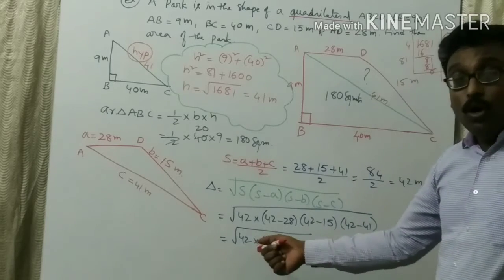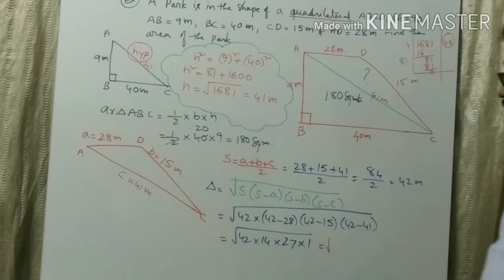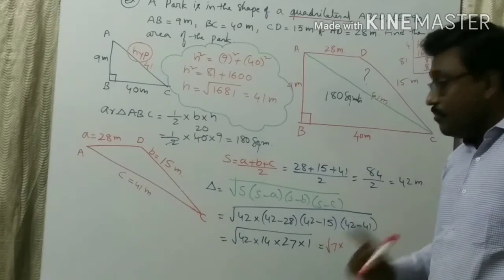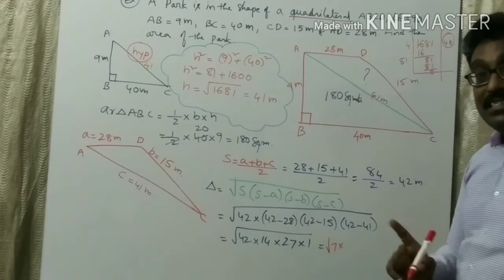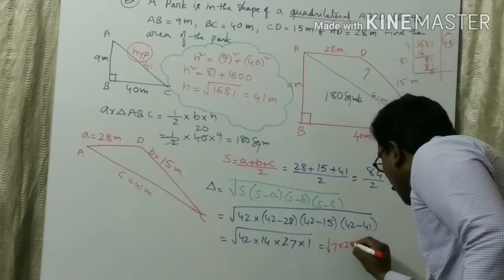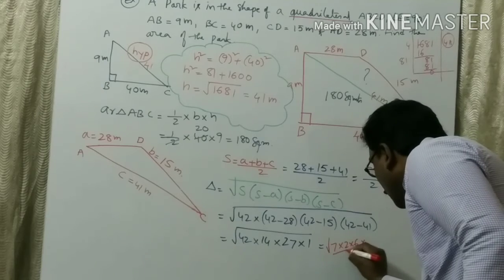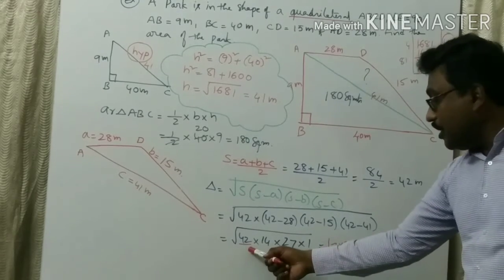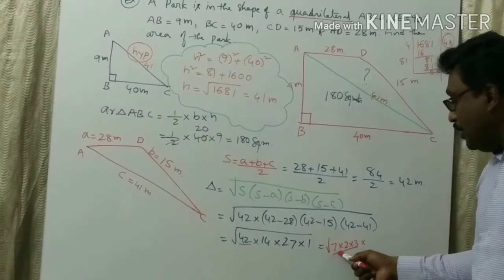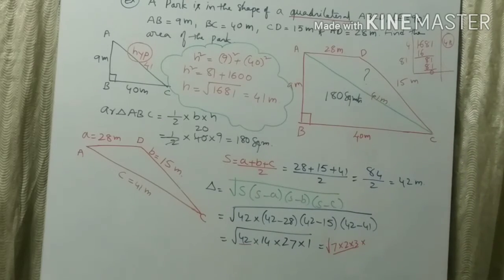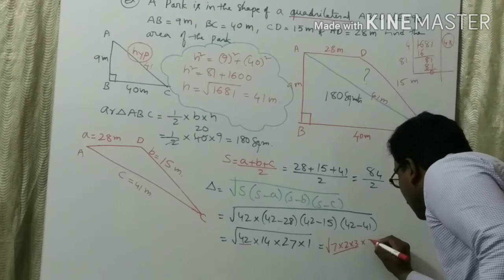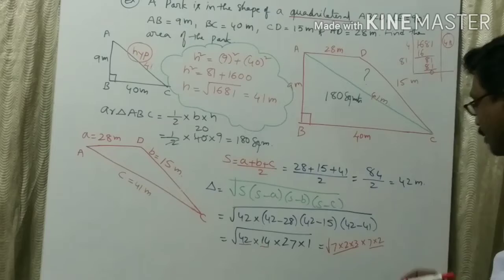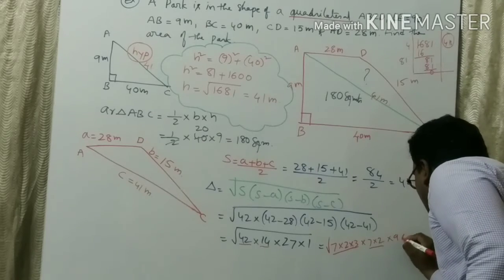Now I am finding the root by using the prime factorization method. 42 can be written as 7 into 6. The 6 I am writing as 2 into 3. So this 42 is 7 into 2 into 3. Now come to 14. This 14 is 7 into 2. 27 is 9 into 3.